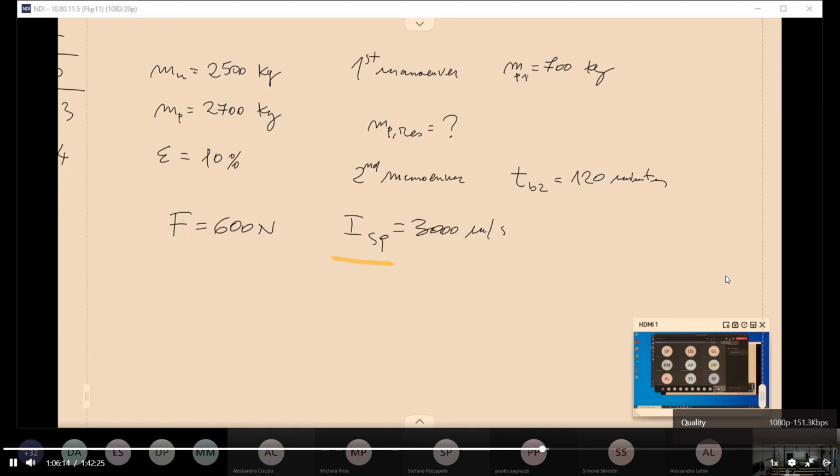So do you think we have some propellant left, or 560 kg? So it's easy because we know the thrust and specific impulse, so we know the mass flow rate. And if we know the burning time, it means also the propellant mass.